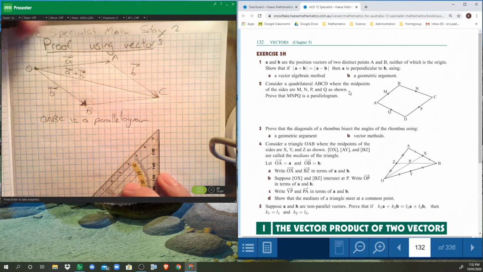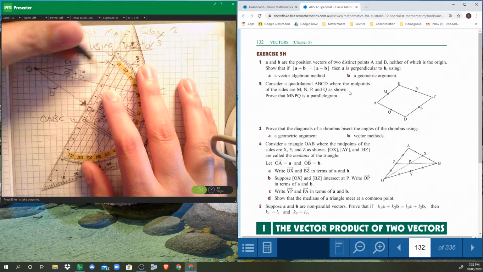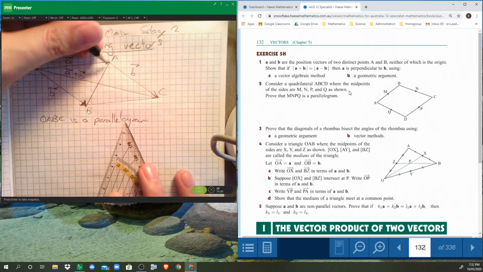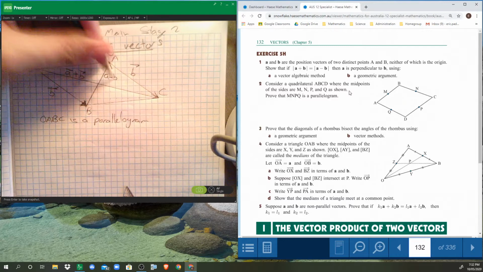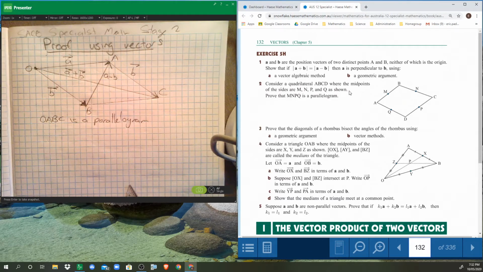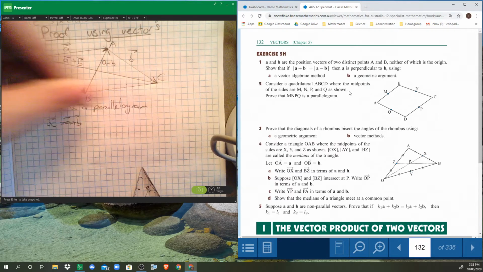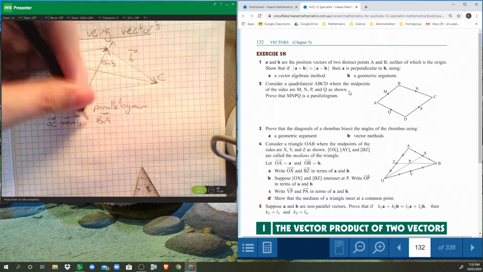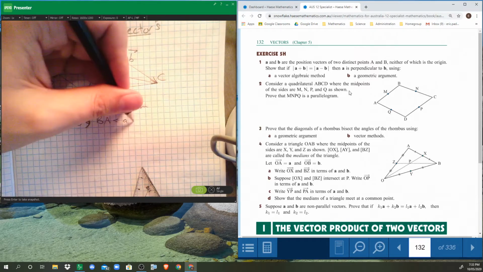Now, the other one I did was a minus b. So a minus b, we're going up that way. So we've got a minus b going up that way. Let's write that down: OC equals a plus b, and BA equals a minus b.